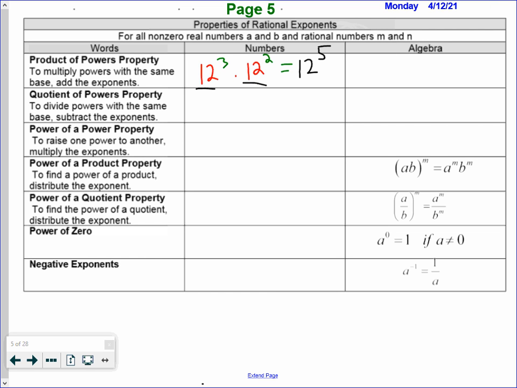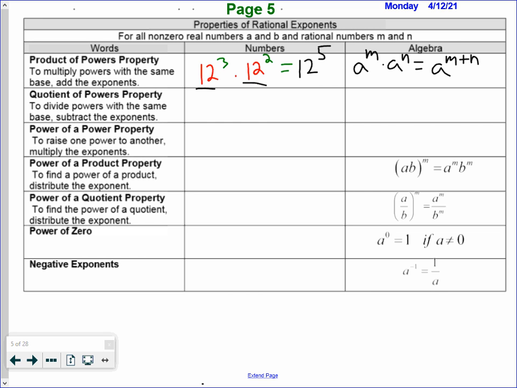In algebraic terms, this will be a to the m times a to the n will equal a to the m plus n. You multiply two powers with the same base, you can add the exponents.